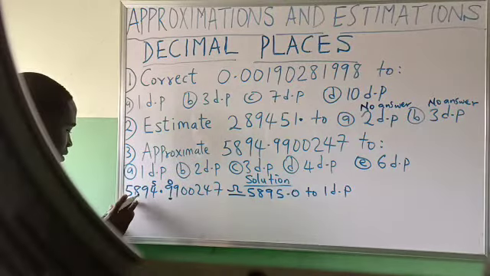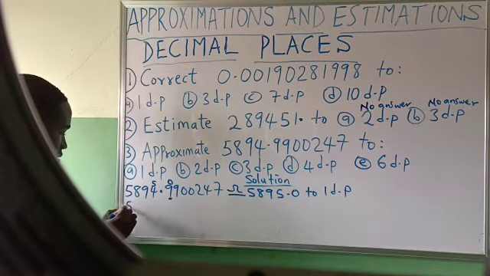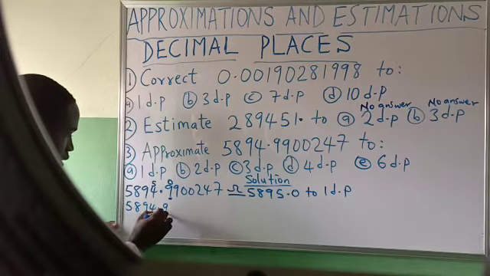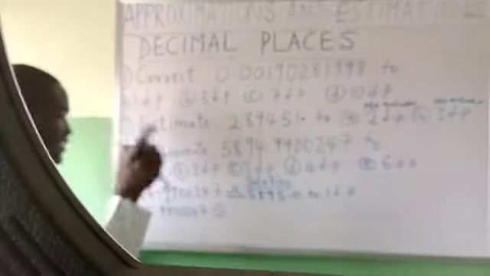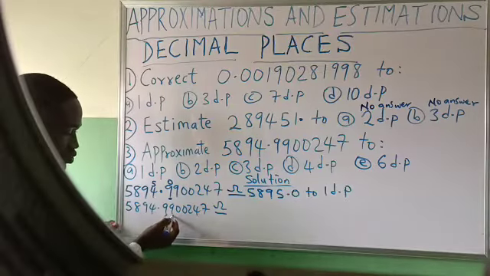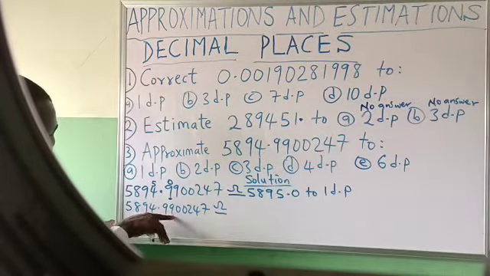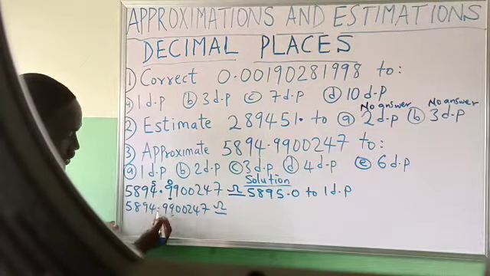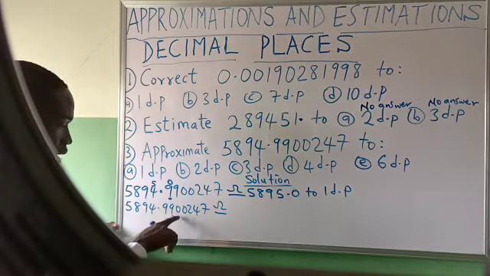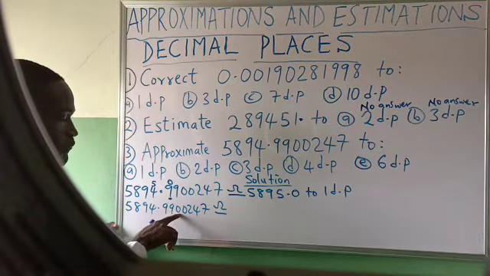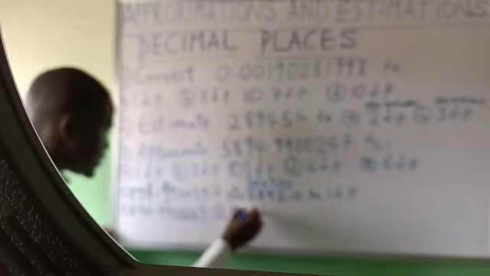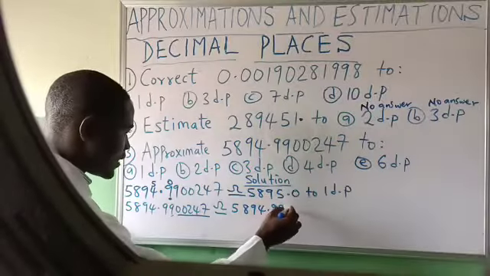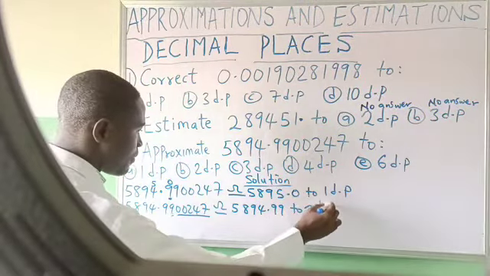To 2 decimal place, we write everything again. 9900247. To 2 decimal place, count out the first 2 numbers, which is, stop at 9. First 2 digits after the decimal point, stop at 9. Ask the next number, which is 0. Are you up to 5? No, because 0 is not up to 5. That means forget about them. Write 5894.99 to 2 decimal place.